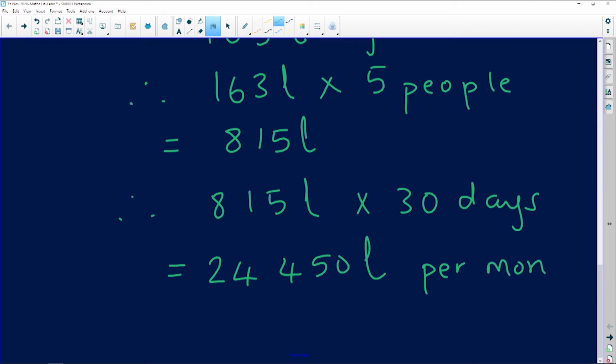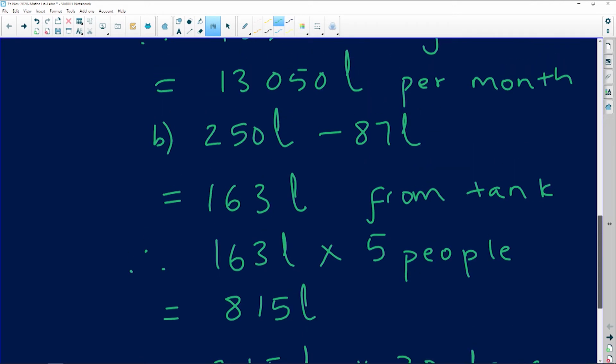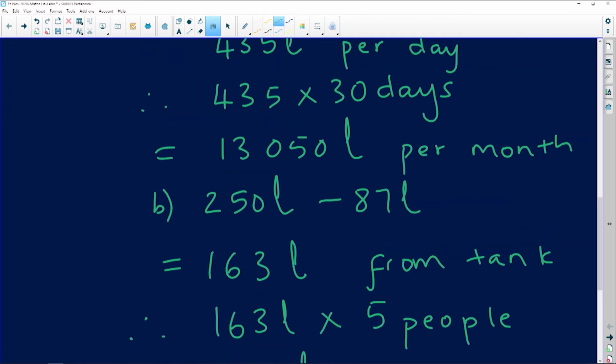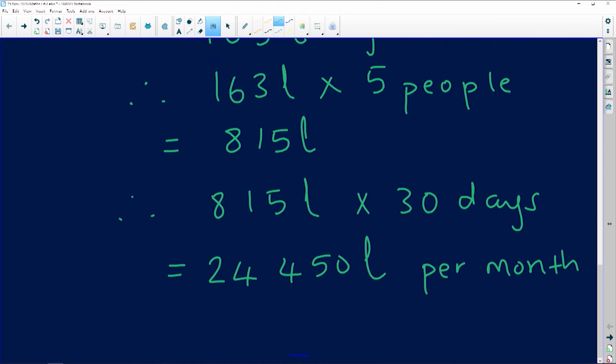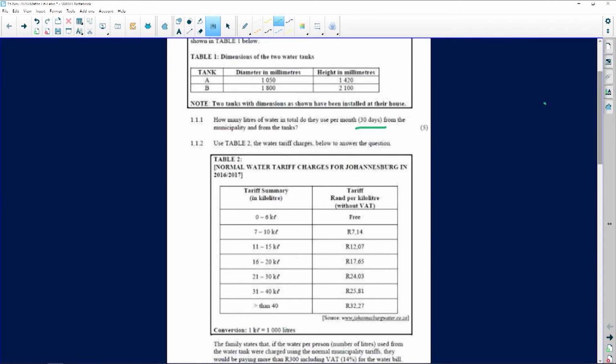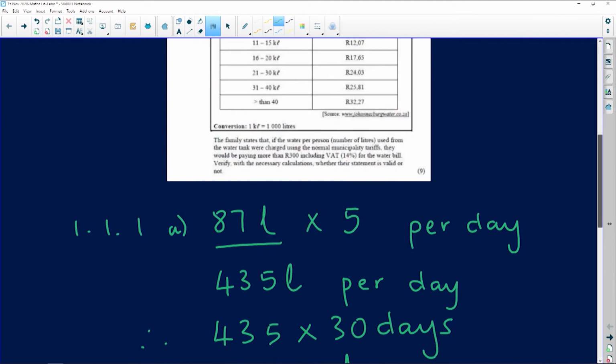And now I've got what I use for municipality. So for the municipality, it's this one. A, municipality is this, okay? And then from the tanks, it's going to be this, meaning they use much more from the tank. So now this question has told us that we need to have it from the municipality and from the tank. So we know how many liters they are using in total. But now, guys, it says to us in total. Whenever we have in total, it means we need to add the two numbers together. Total just means you're adding.